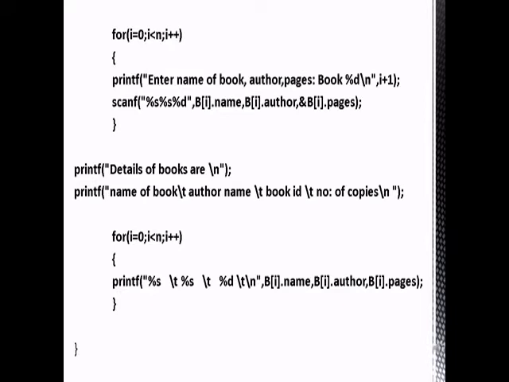In the next loop, it is used for printing the details in the tabular format. \t is used to give space between the name, author and the pages. \n is for the details to be printed in the next line. So after each book, we will be printing a \n.